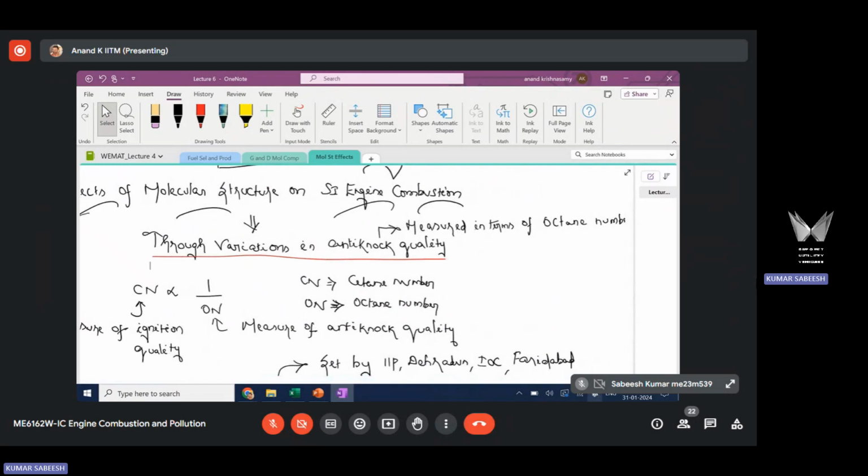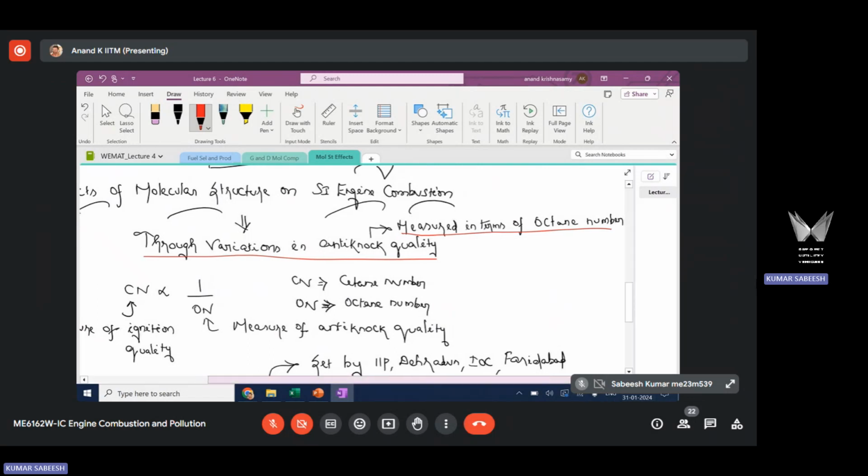And this antiknock quality is measured in terms of a property called octane number, similar to the cetane number that we use for CI engine. There is a measurable property, octane number, that we use in spark ignited engine. Okay, this is considered as a measure of antiknock quality of the fuel. Based on variations in the hydrocarbon molecular structure, this antiknock quality is going to be different. That will reflect in different octane number.